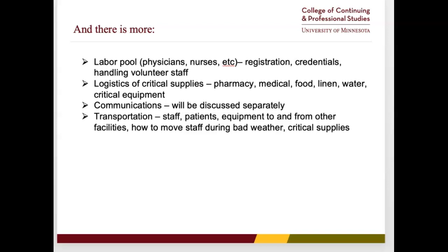Further, you've got logistics of critical supplies. Do you have enough medications on board? Other types of medical supplies. Do you have enough food? Do you have enough linens to take care of significant accident victims, for example? Water is always a critical component, and other kinds of equipment. Communications, we're going to get way into a lot of detail because that's an important aspect of crises, and we'll be doing that in a later module.